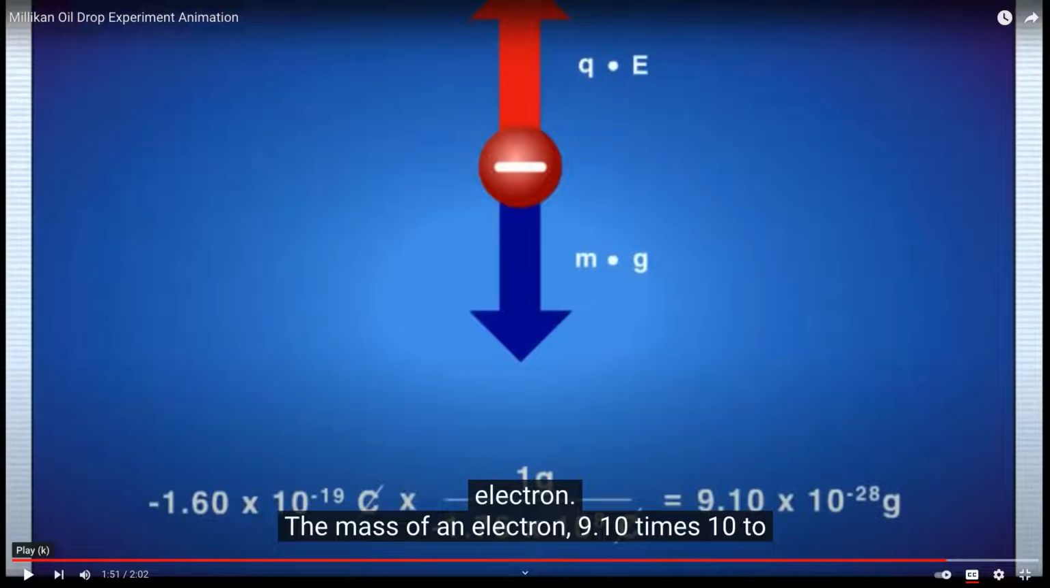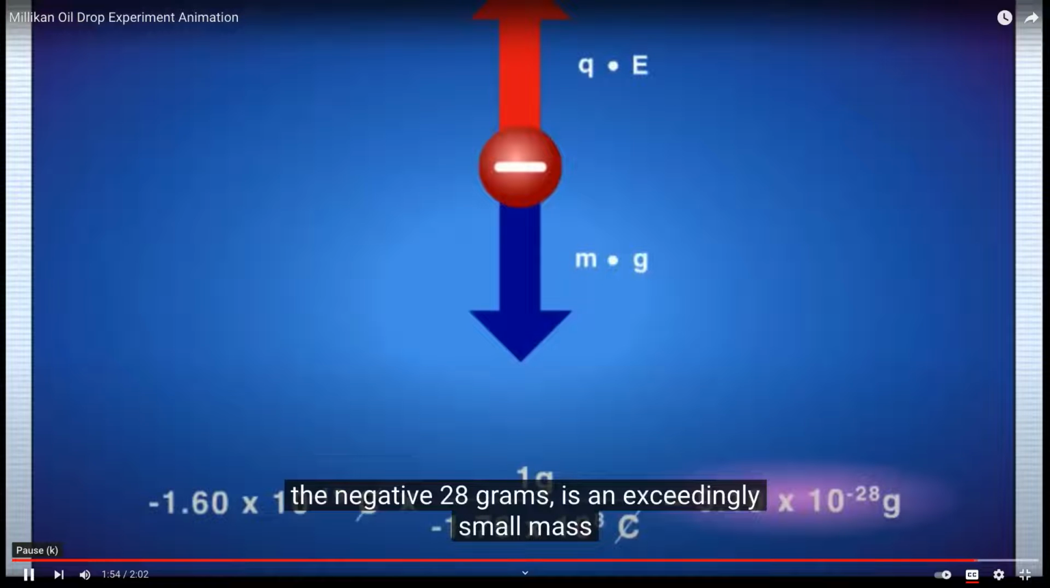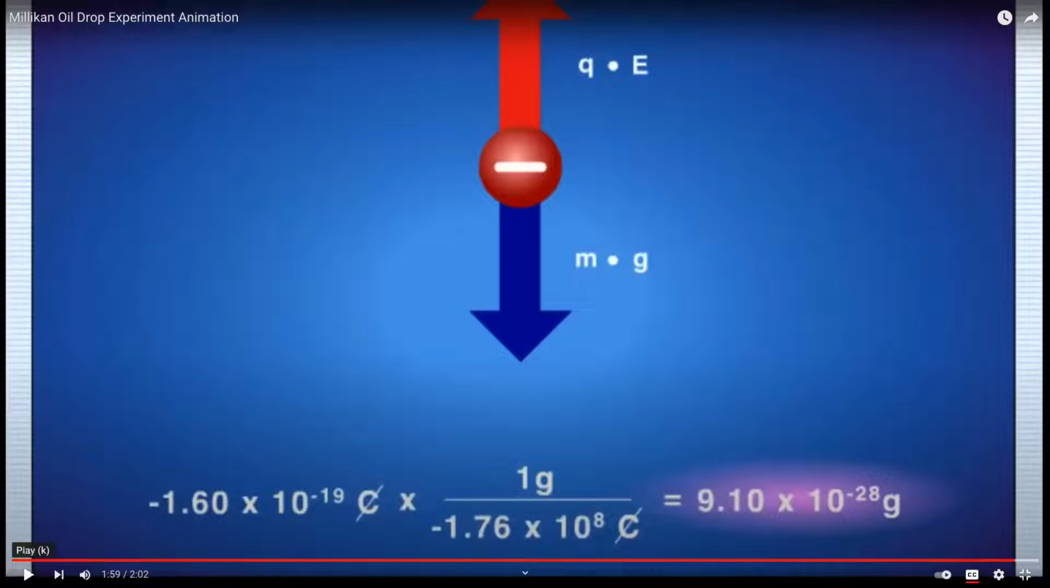So the protons and the neutrons are much more massive than the electrons. The electron mass is almost negligible, but it packs a big charge. It has a lot of charge for its size. Questions on that? The mass of an electron, 9.10 times 10 to the negative 28th grams, is an exceedingly small mass.